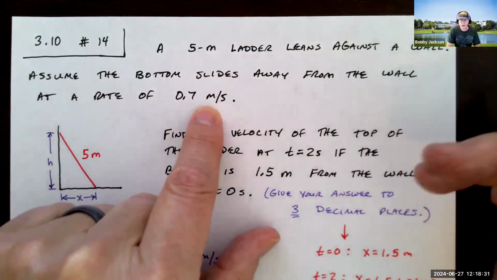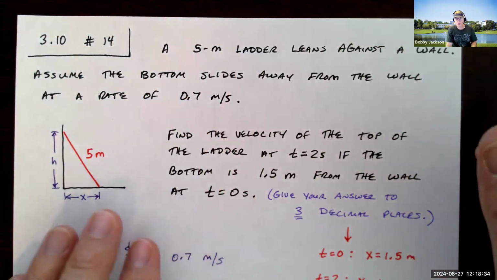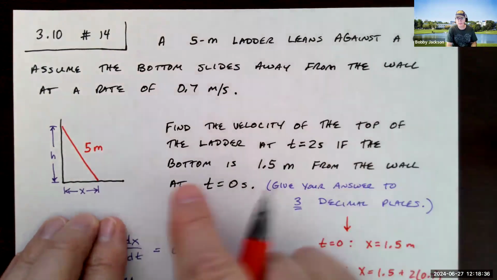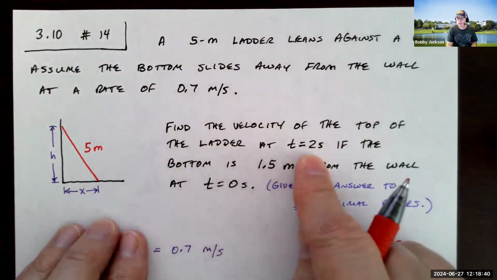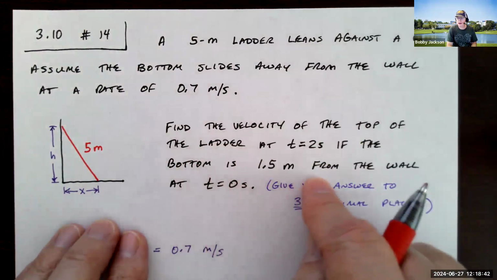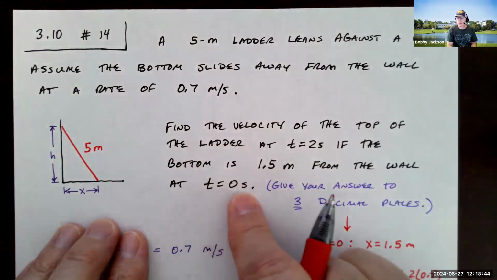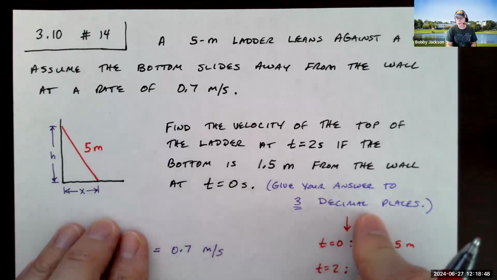Okay, they give you a little diagram, and I don't show you that one, but I showed one of the diagrams here. Find the velocity of the top of the ladder at t equal 2 seconds if the bottom is 1.5 meters from the wall at time t equals 0. Okay. Give your answer to 3 decimal places.